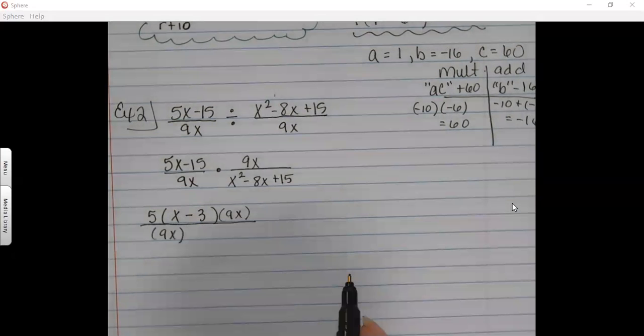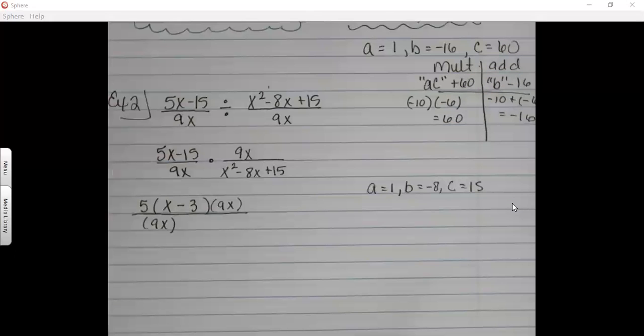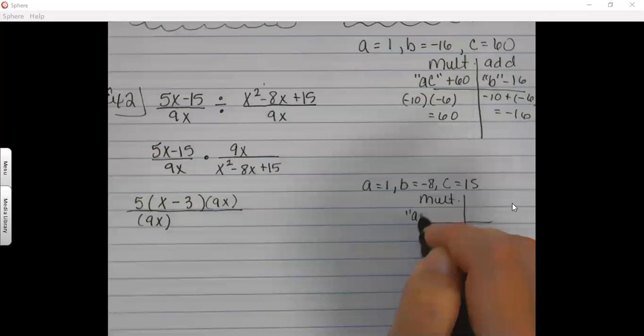So in my t-chart, I'm going to need 2 numbers that multiply together to give me a times c, which in this case is positive 15, add to give me b, which is negative 8. Anybody have an idea? Two numbers that multiply together to get positive 15, add to get negative 8.